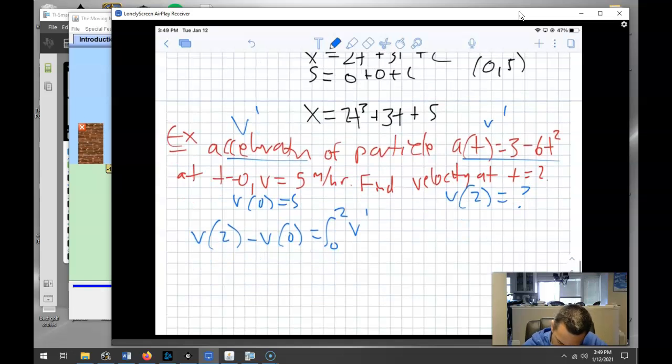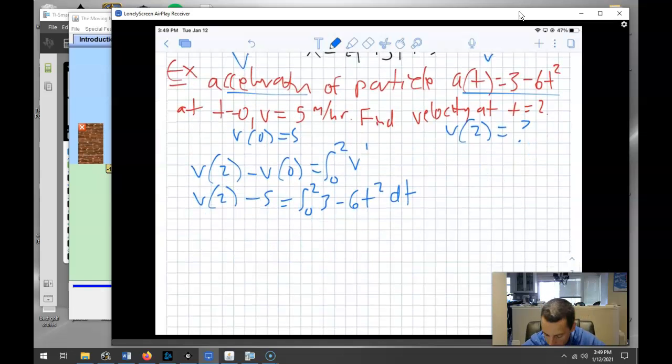Okay, so v of 2 is what we're trying to find. So v of 2 minus 5 equals the integral from 0 to 2 of this function. Now again, you somehow passed the first semester of this class, so hypothetically you know how to do this integral. It's just 3t. That's 6t cubed over 3, so that's 2t cubed. You can do this on your own, of course.